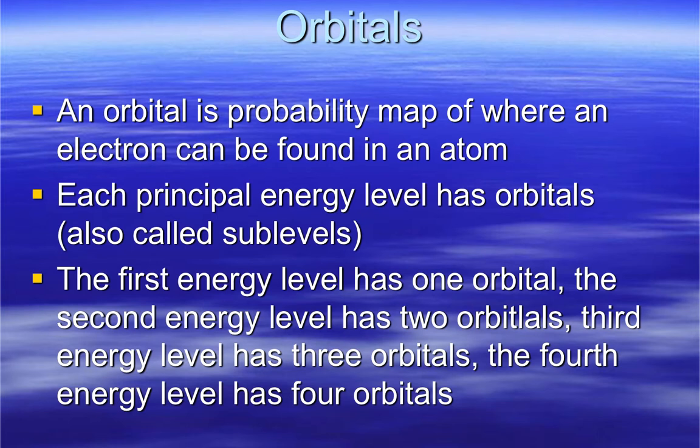They stay in what's called an orbital. An orbital is the probability where you might find an electron in an atom. Each principal energy level has orbitals. We also call them sublevels. The first energy level has 1 orbital, the second energy level has 2 orbitals, the third level has 3 orbitals, and the fourth energy level has 4. Now there are only 4 orbitals.